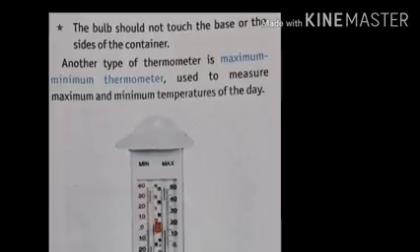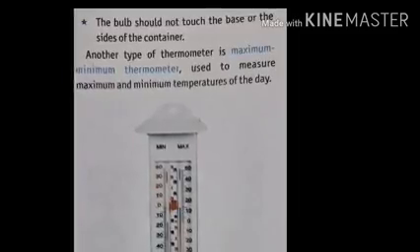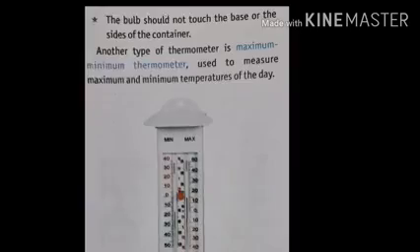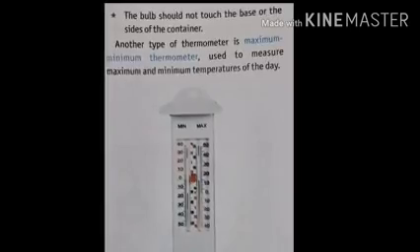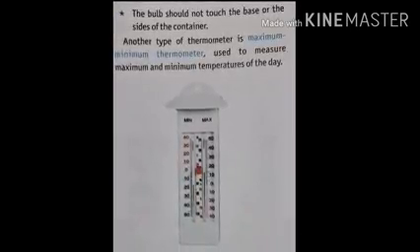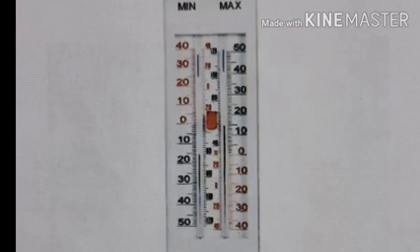Different types of thermometers are used for different purposes. The maximum and minimum temperatures of the previous day reported in weather reports are measured by the thermometer called the maximum minimum thermometer. Its image is shown on the screen. It contains two different scales and two different capillary tubes. So in the morning we can see the minimum temperature, and then in the afternoon we can see the maximum temperature, using this maximum and minimum thermometer.